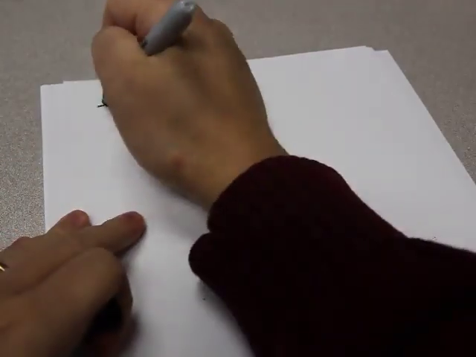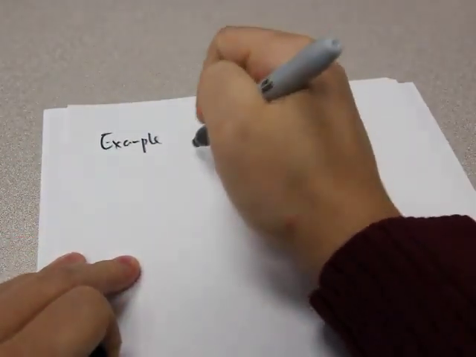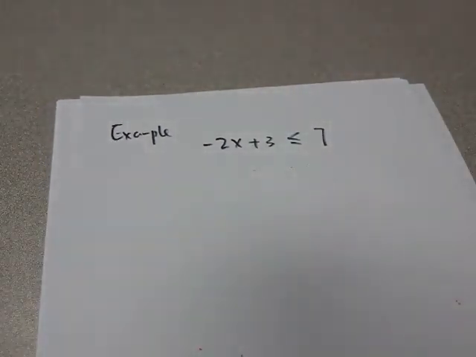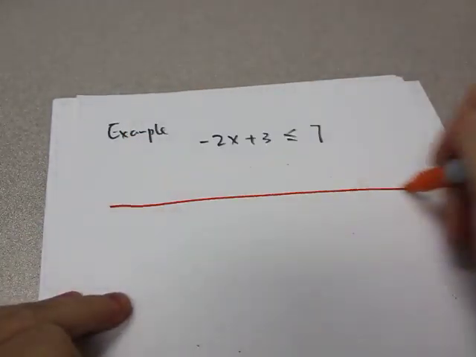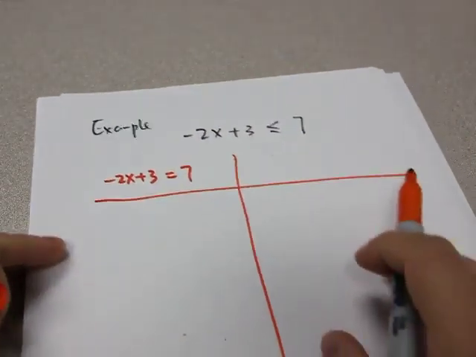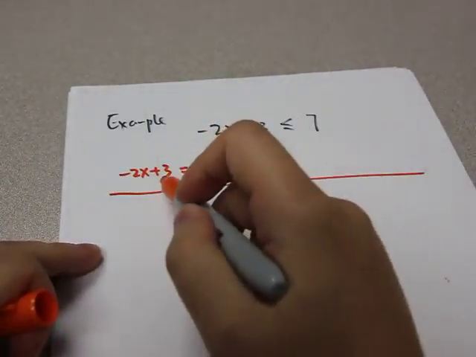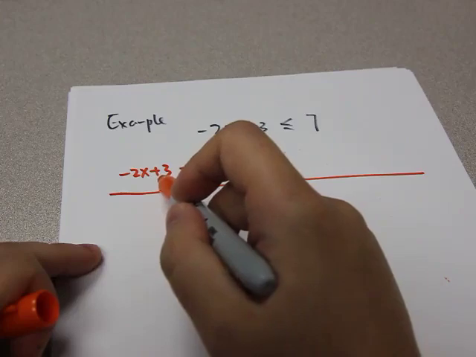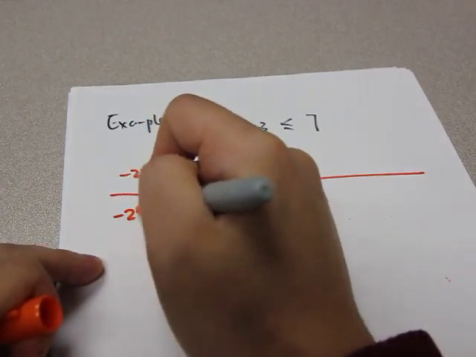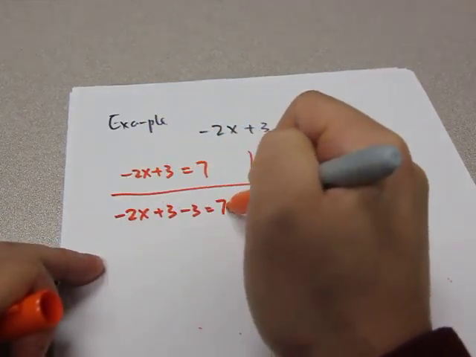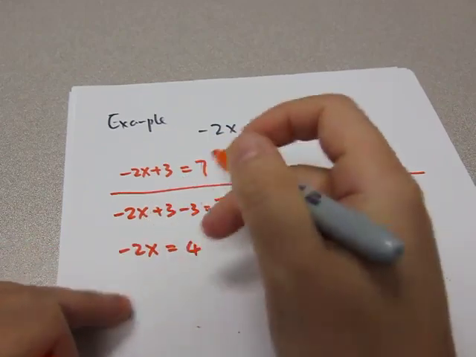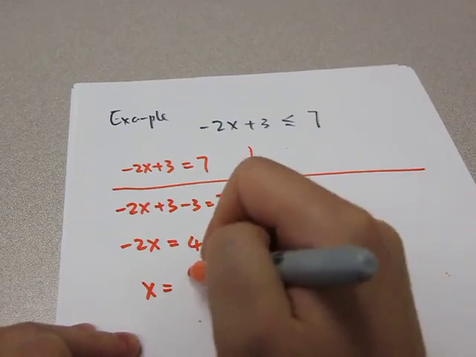Once we understand this, let me show you another example. Think about how we are going to solve this inequality. If this were an equation, what would we do first? We would bring this number to the right-hand side, right? So the first thing we do is subtract 3 from both sides. We change this into negative 2x equals 4, and then we divide by negative 2 on both sides, right?